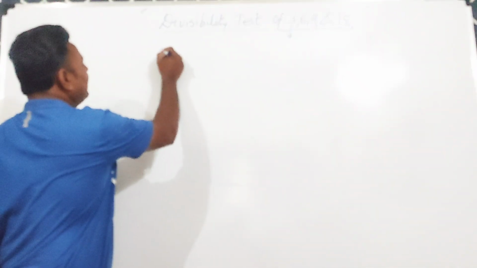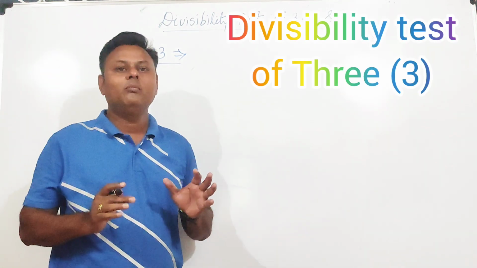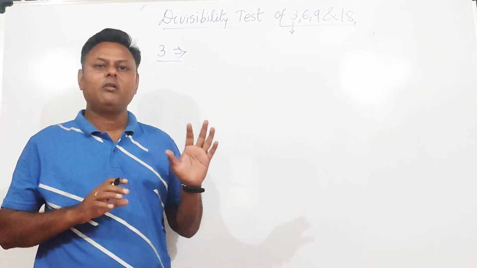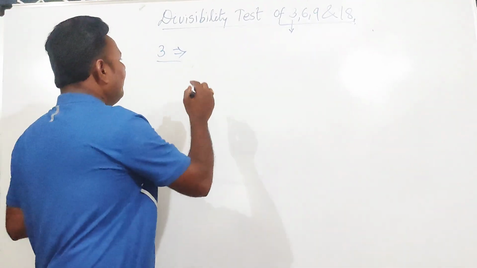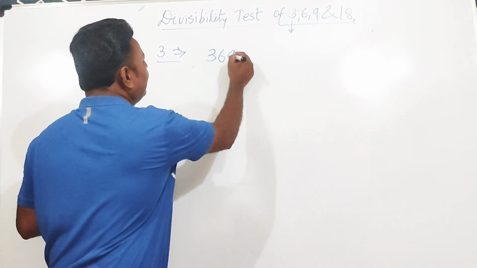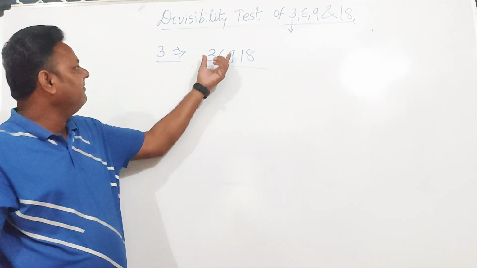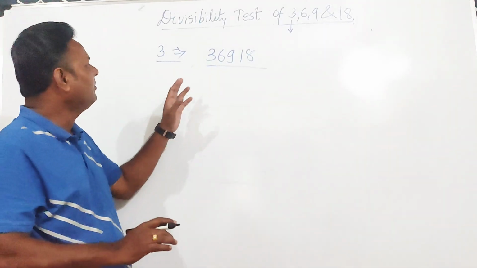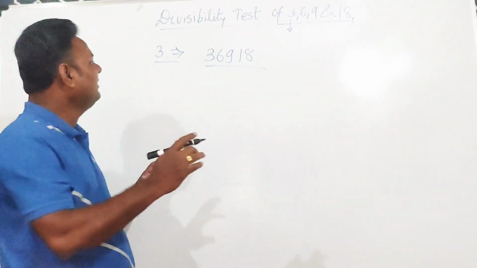So the very first test, the divisibility test of 3, says that if any number, whether it is a 5-digit number, 3-digit number or 4-digit number, whatever it may be, first of all we have to do the sum of that whole number. For example, I wrote a number like this. This is a 5-digit number, and they ask whether this particular number is divisible by 3 or not. What I have to do is the sum of all the digits given in the number.